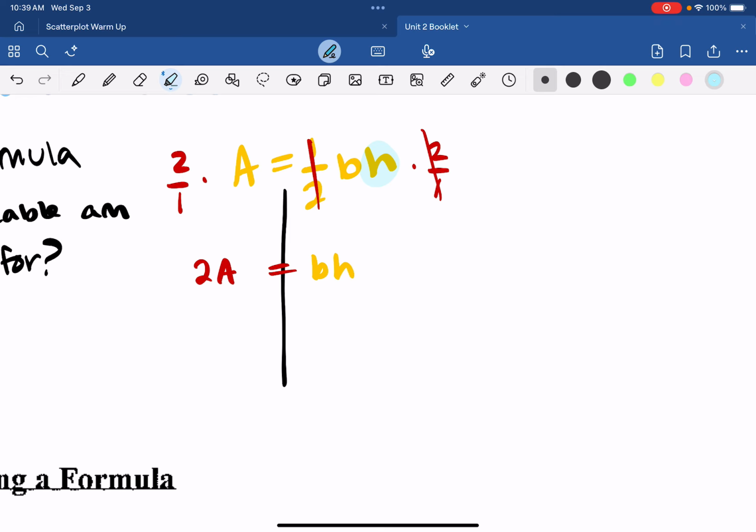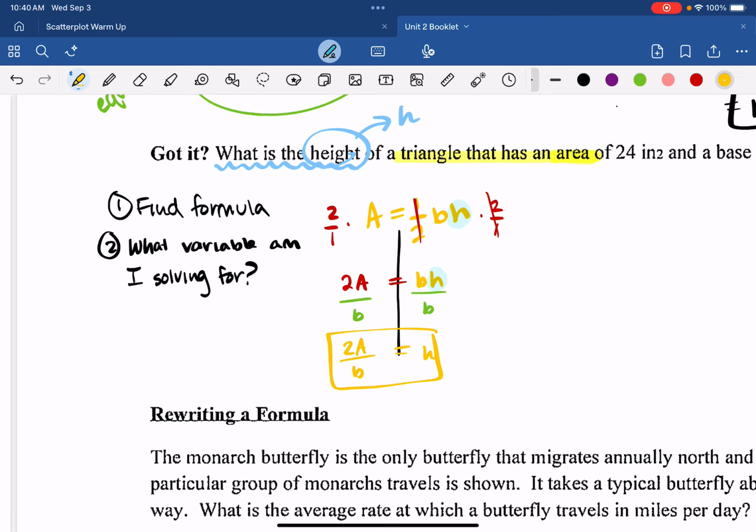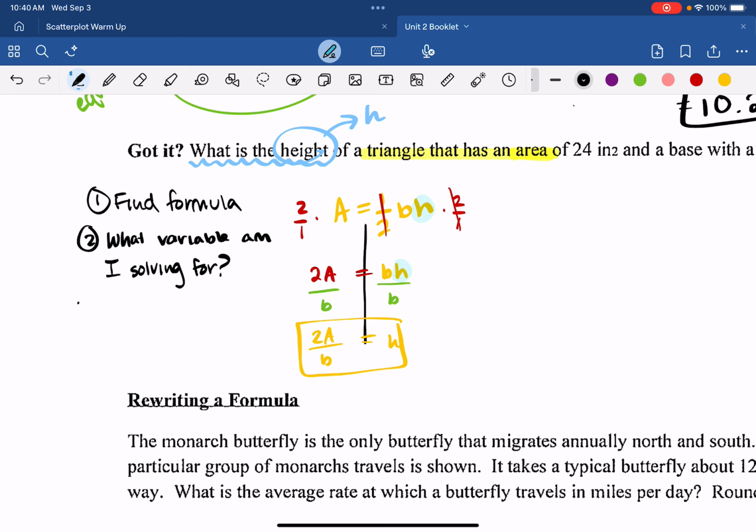Now my h is not by itself yet, so I still need to solve. I need to divide both sides by b. So h equals 2a divided by b. There's my literal equation. So that was step 3, we were solving.